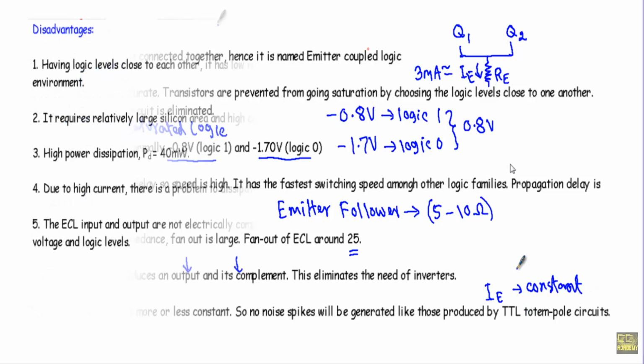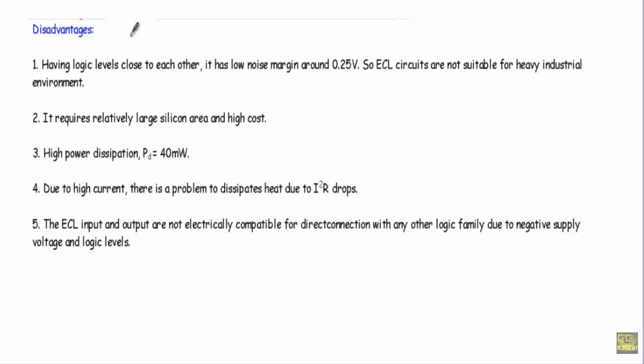Okay. Although the ECL logic circuits have the fastest switching speed, it has some disadvantages. First one is that having logic levels close to each other, it has low noise margin, around 0.25 volt. So ECL circuits are not suitable for heavy industrial environment. See, to specify logic 1 in an ECL circuit, we will apply minus 0.8 volt, and to specify logic 0 in an ECL logic circuit, we will apply minus 1.7 volt.